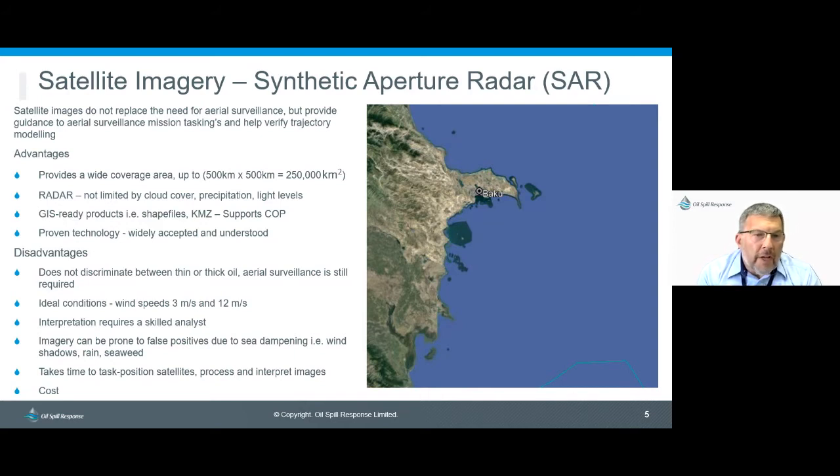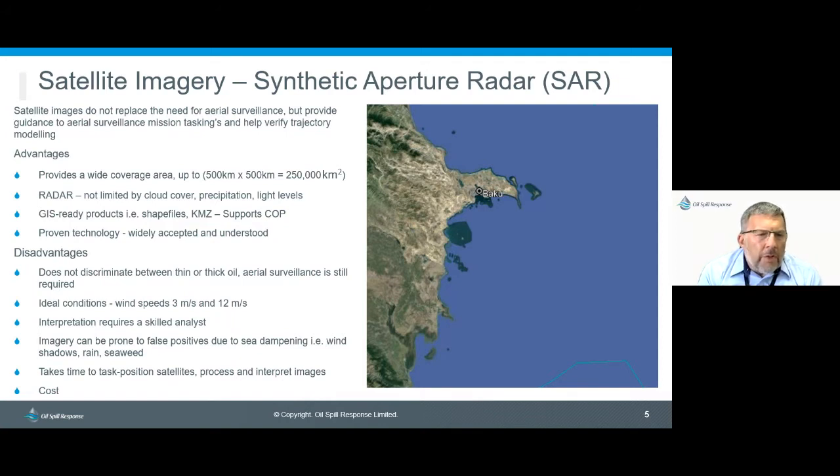Satellite imagery is a proven technology. It's widely accepted and understood. And in oil spill response, we use it quite a lot to support our members. So it's a really good tool. It does have disadvantages. It doesn't really discriminate between thick or thin oil, so you still require that aerial surveillance aspect, going up in the plane and getting trained eyes on the spill.